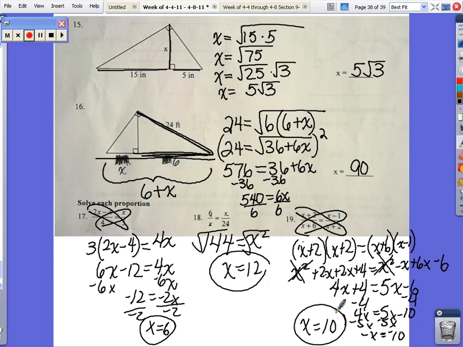All right, so this concludes your review on similarity. If you have any questions, please let me know.